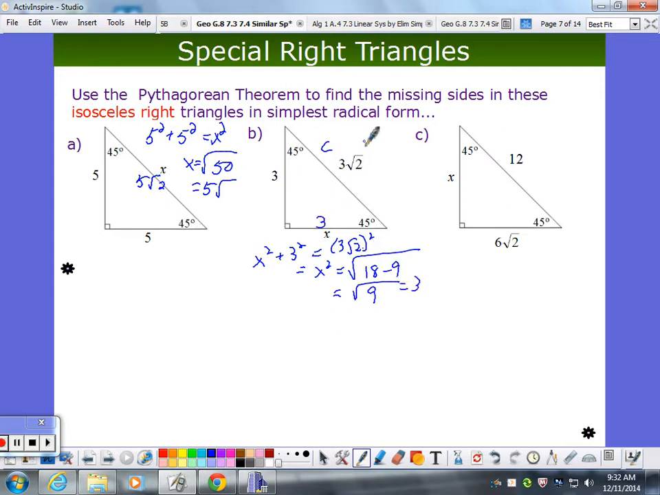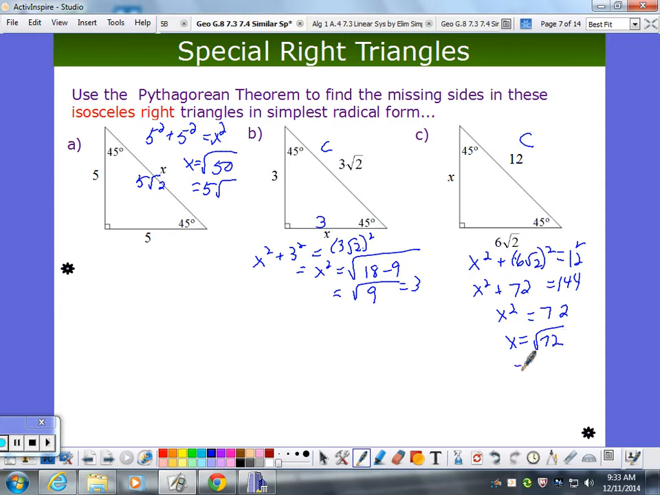All right. Let's see what's going on here. This is my c. So now it's x squared plus this whole thing squared equals 12 squared. So x squared plus, let's see, that's 36 times 2, 72, equals 144. Now I have to subtract that 72 from 144. So x is the square root of 72. Oh, reduce that radical. 72 is 36 times 2, right?